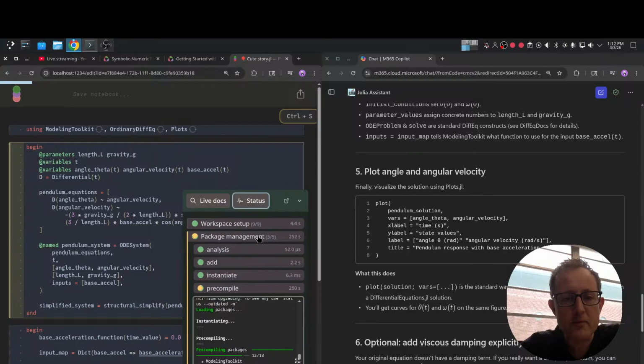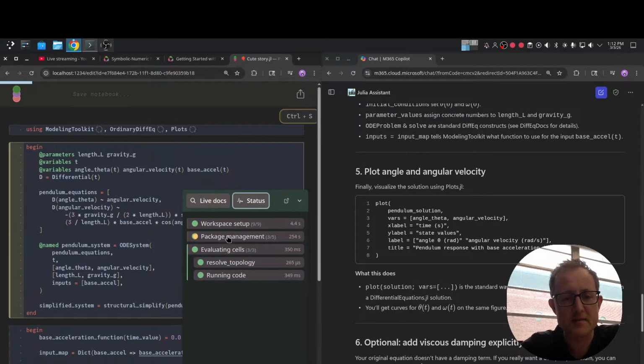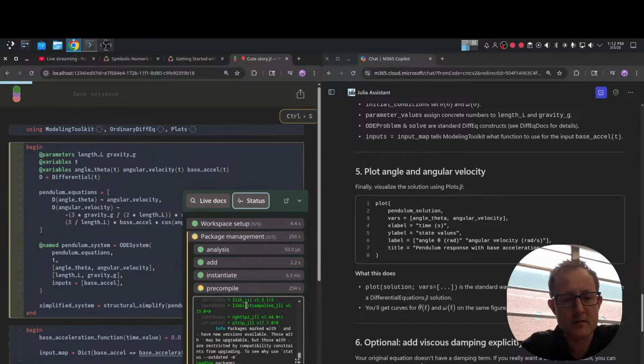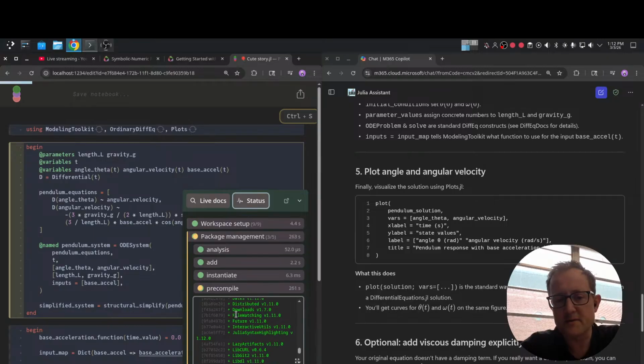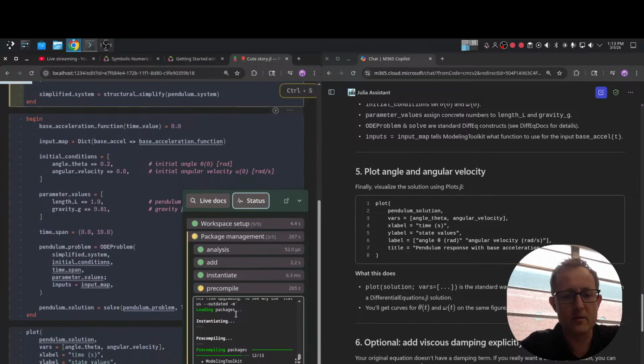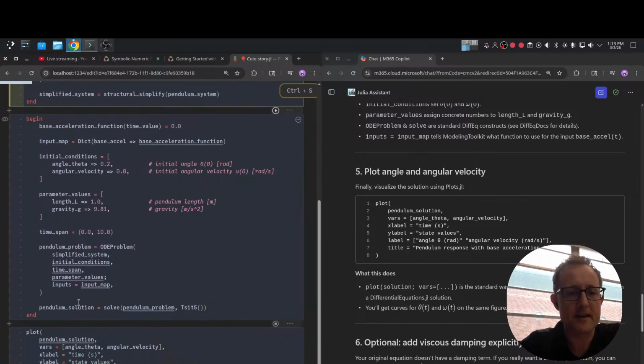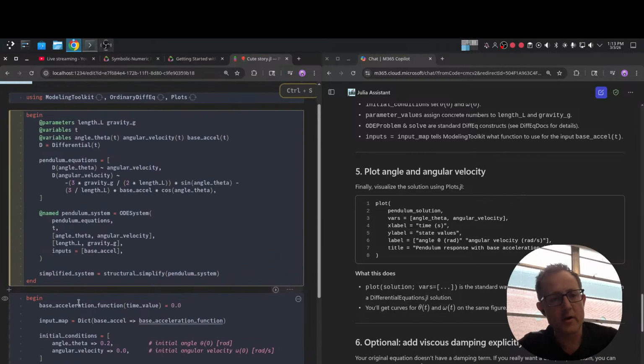Still in the pre-compile. Oh, in the package management. Sometimes I run this beforehand so we don't have to watch it just loading while we're streaming, but I didn't do that today. Sorry about that. So while it's loading, let's take a look at what we are actually dealing with.